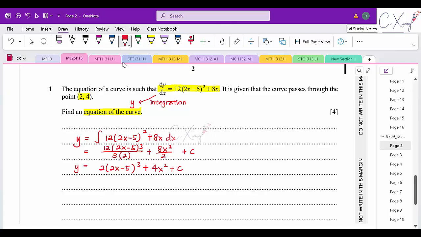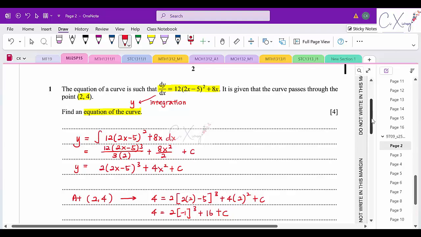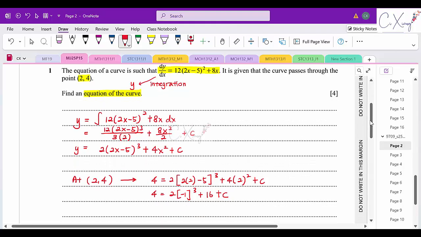And to get c, I need a passing point on the curve. The passing point given here is (2, 4). Substitute the 2, which is the x coordinate, and the 4, which is the y coordinate or y value, into the equation. I will be having 4 equals 2 times (2 times 2 minus 5) power 3, plus 4 times 2 squared, plus c. From here, we get c equals negative 10.